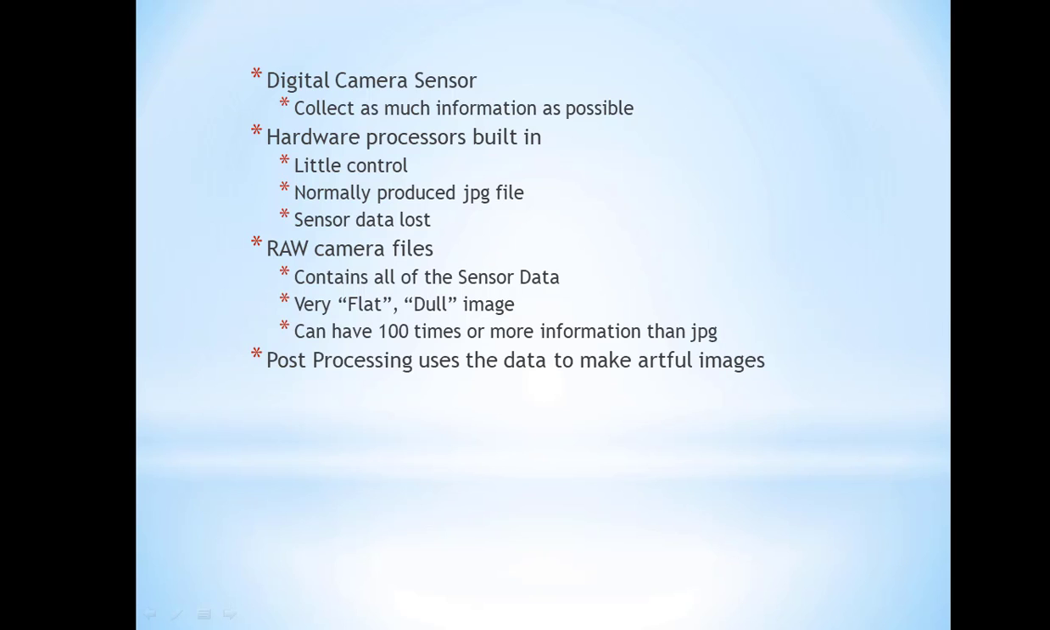Many cameras today can shoot in a RAW format. The RAW file contains all of the data from the sensor. It's very flat and dull when you look at this image, but it can have hundreds of times more information than a JPEG. Post-processing uses this data to make artful images.